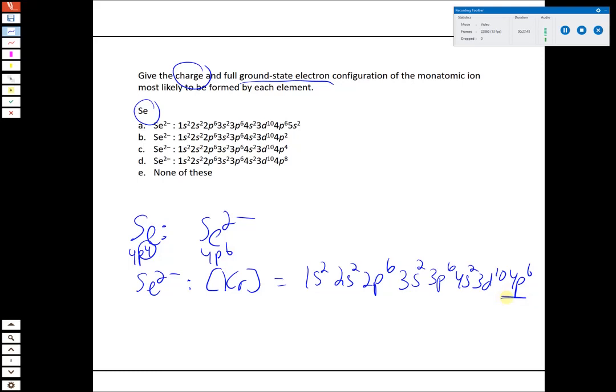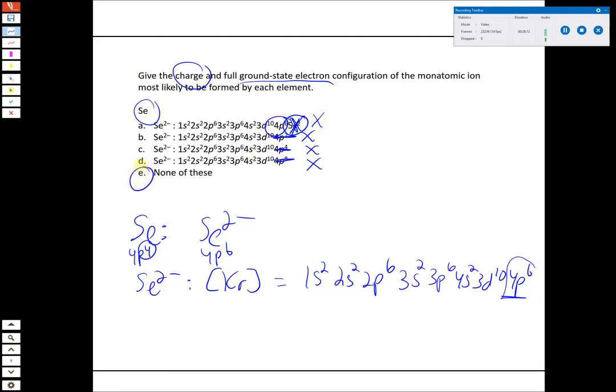So again, a lot of letters and numbers in these configurations, but let's look at the ones that at least have 4p6 in them, because that should be the last subshell. So this one says 4p2, so that's wrong. This one says 4p4, that's wrong. This one says 4p8, there's no such thing as 4p8, you can't have more than 6. This one has 4p6, but then it has two more electrons beyond that, in 5s, which shouldn't be there. So that shouldn't be there either, so this is wrong also. So the correct answer for these is none of these.